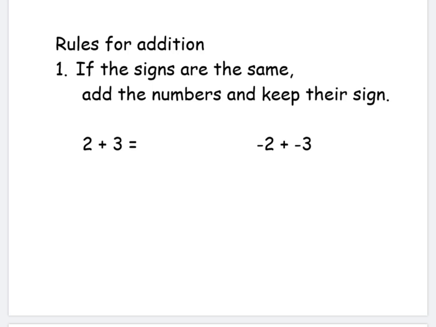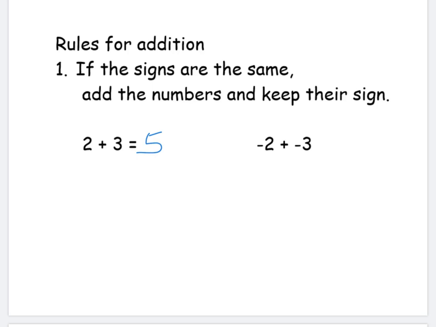So for example, if we had 2 plus 3, you've added those since you were in probably kindergarten or first grade. Both numbers are positive, so you add the numbers, which is 2 plus 3 is 5. And then since the sign is positive, the 5 is positive.